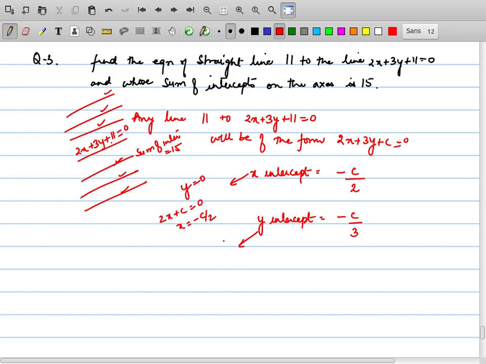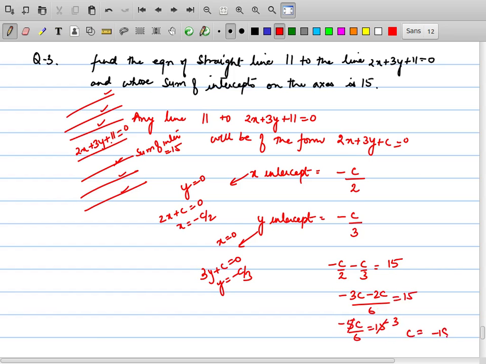And for the y-intercept we put x equal to 0, because it is the point where the line cuts the y-axis. Therefore 3y plus c is 0, so y is minus c by 3, which we have already obtained. The question says the sum of the intercepts is 15. So we get minus 3c minus 2c upon 6 is 15. Minus 5c upon 6 is 15. 5 1s are 5, 3s are 18. What is c? c is minus 18.